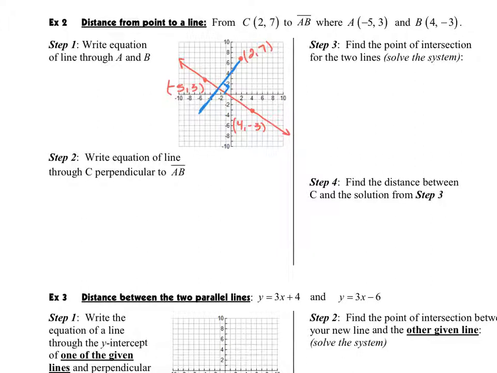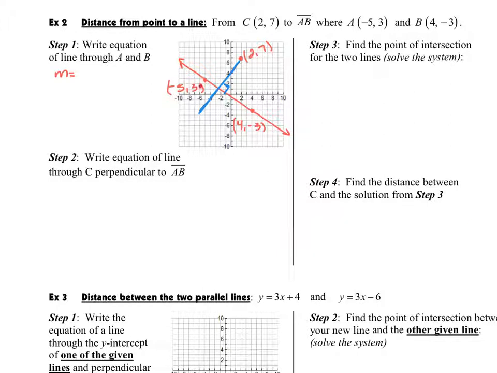Let's first write the equation for our line that goes through AB. So similar to what we did for perpendicular bisector, I've got to have my slope, okay? So I'm going to go ahead and quick calculate this slope. And I'm going to do a little bit more mentally here.